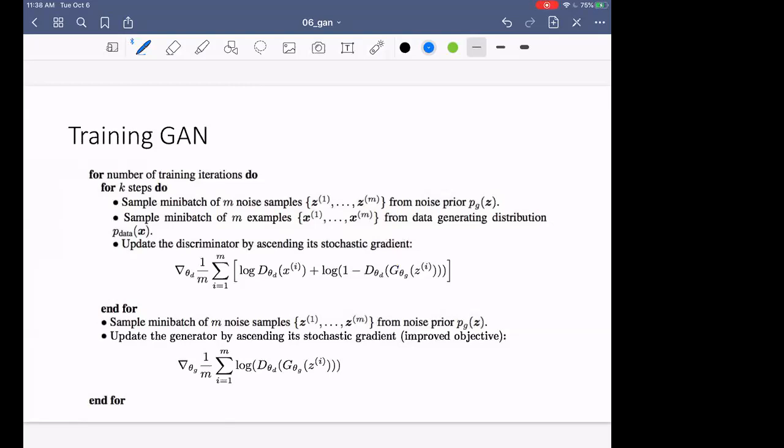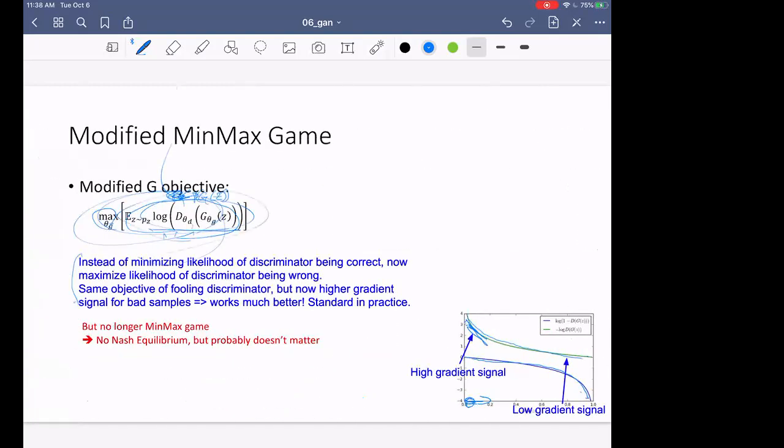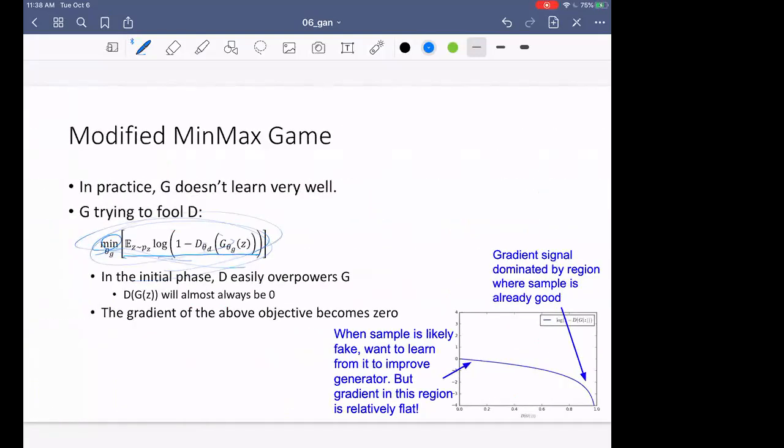Some questions. So the question is, is the reason for never reaching the true Nash equilibrium, one, the modified objective, or two, because we're oscillating, because we're alternatingly updating D and G? It's both. If you use a modified objective, we're no longer even playing the minimax game anymore. So we don't need to talk about Nash equilibrium anymore. But even if you're using the original objective, there's still oscillation. So you can practically not reach Nash equilibrium. So both reasons are valid.